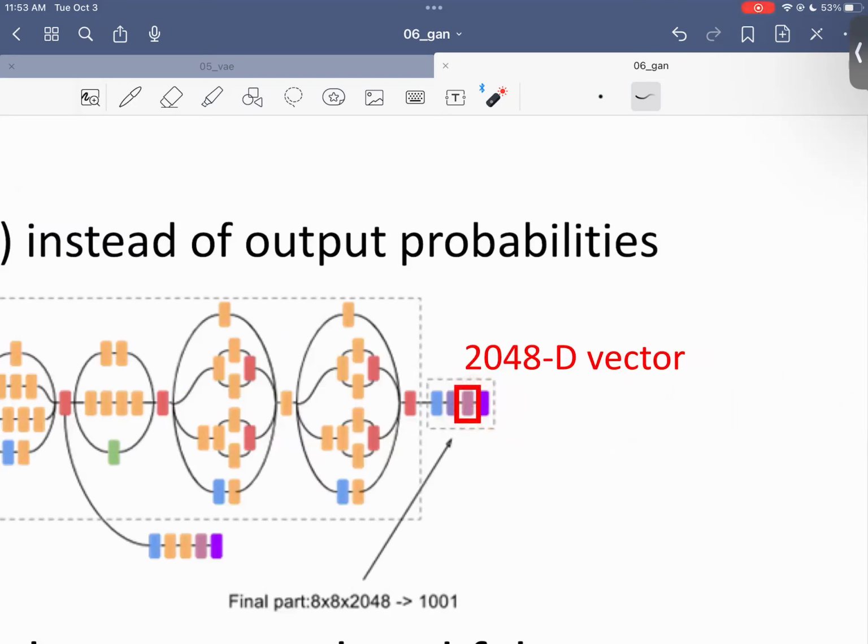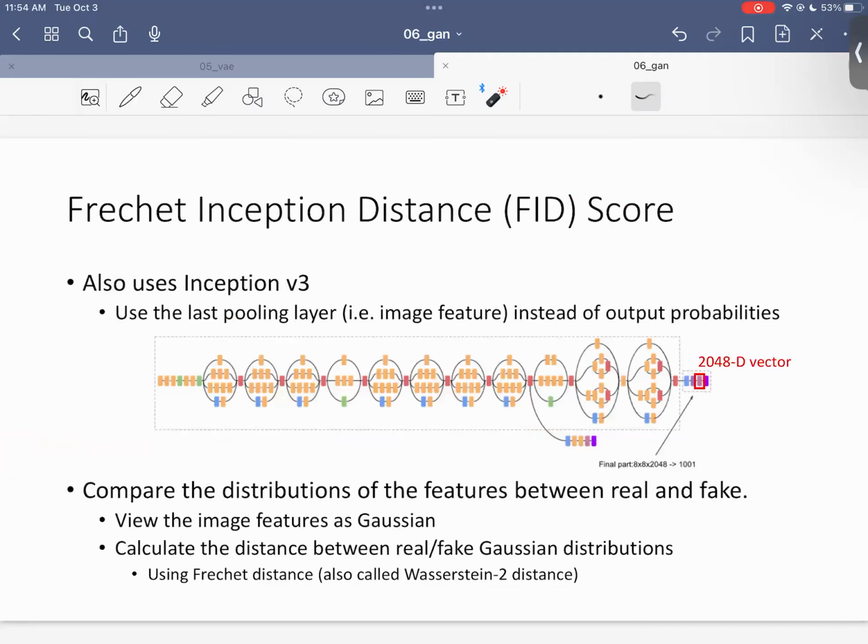So you take this vector. This probably has all the information you need in order for your 1,000 classifier to work well, right? So it captures a lot of good semantics. So you take this and then you compare the distribution of features between real and fake. That means you put a lot of reals, x1, x2, x3, into this, and you get a bunch of, I'm going to call this z, z1, z2, z3. For x primes, the fake ones, x1 prime, x2 prime, x3 prime, you put them in and you'll get z prime 1, z prime 2, z prime 3, right? So you have a bunch of z's between real and fake.